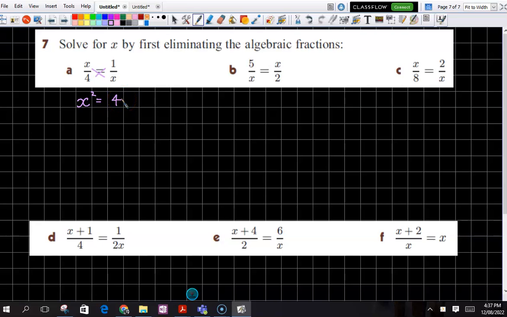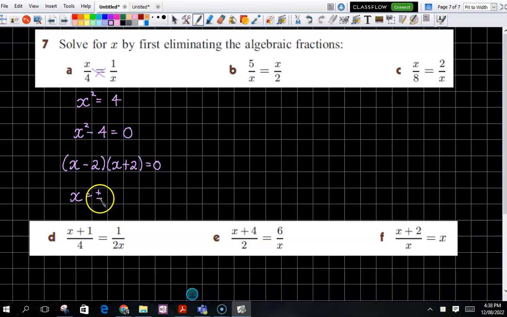Now you could just square root, but I'd probably ask you to solve by factorising. Okay, so that means get everything on one side. And we recognise this is difference of 2 squares, so this ends up being x take 2, x plus 2 equals 0, right? And x equals plus or minus 2. So if you recall, we have difference of 2 squares is a squared minus b squared, and that factorises to be a take b, a plus b.